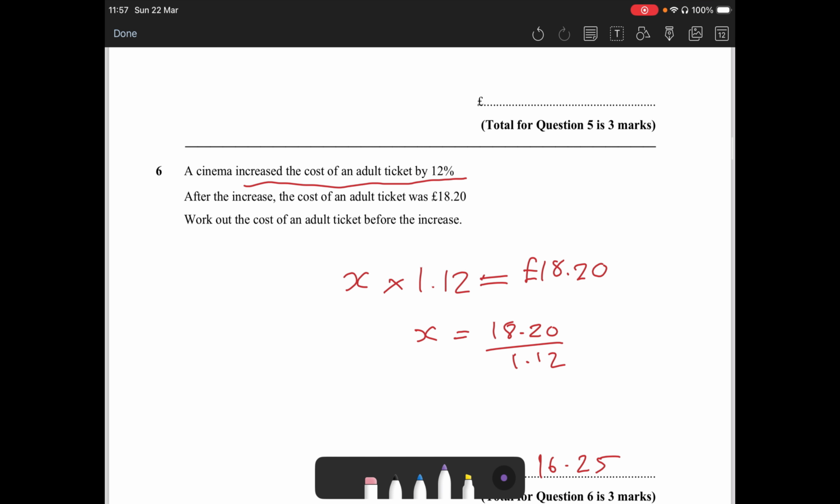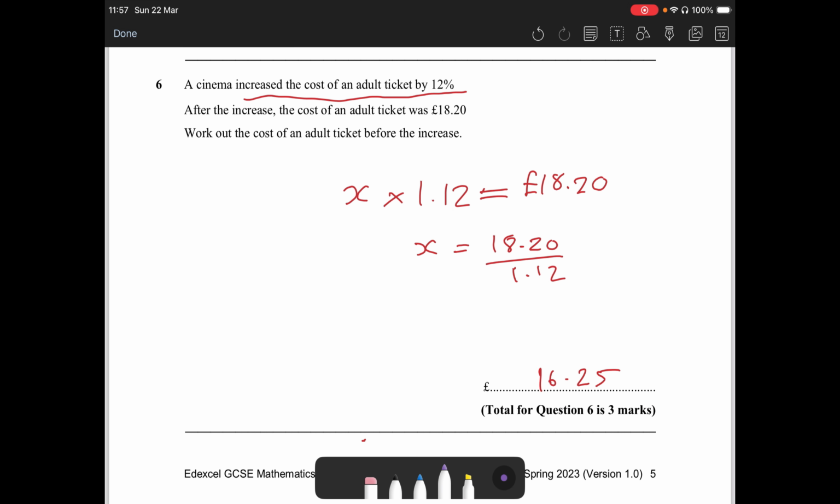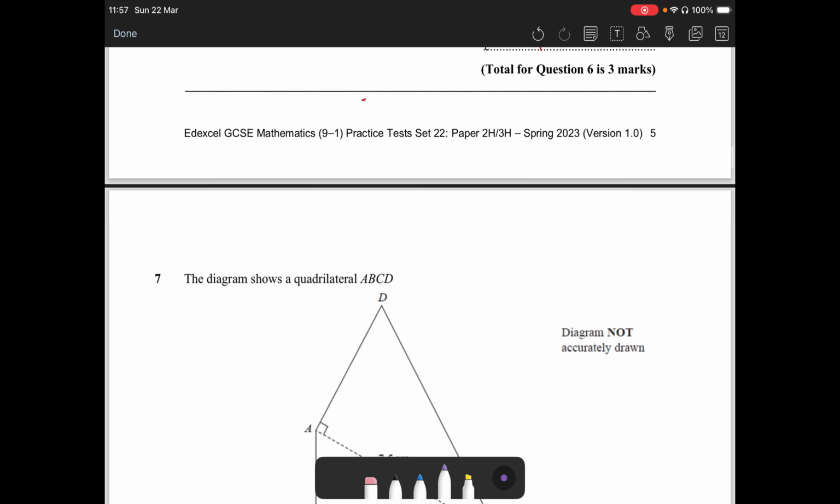Number 6, reverse percentages. So some number got multiplied by 1.12 because it already happened. Some number got increased by 12%, which gave an answer of £18.20. Meaning you get divided by 1.12, £16.25.